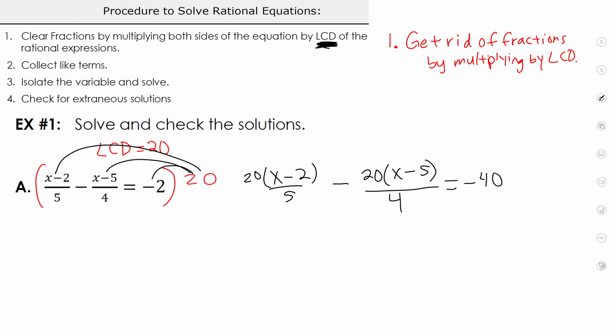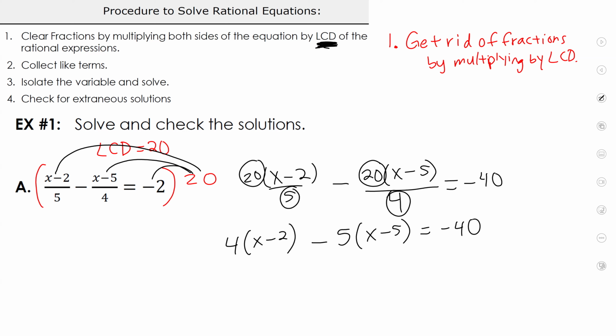Now, you guys are going to see that by doing this, the fractions will be gone. Guys, what is 20 divided by 5? 4. So this becomes 4 times x minus 2. What's 20 over 4? This will become 5 times x minus 5. So step 1 is to get rid of the fractions by multiplying by the least common denominator. From here, it gets pretty simple. You just have to solve for x.